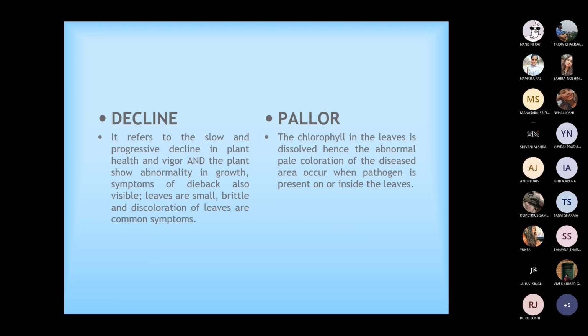Then we have symptoms called decline and pallor. Decline means slow and progressive decline in the plant health and vigor. The plant shows abnormality in growth. Symptoms of dieback are also visible. The leaves are very small and brittle, and discoloration of the leaves is a common symptom. Vigor means the overall look of the plant is reduced due to this, right? Then in pallor, the chlorophyll in the leaves is dissolved, and hence abnormal pale coloration of the diseased area occurs when the pathogen is present on or inside the leaves.